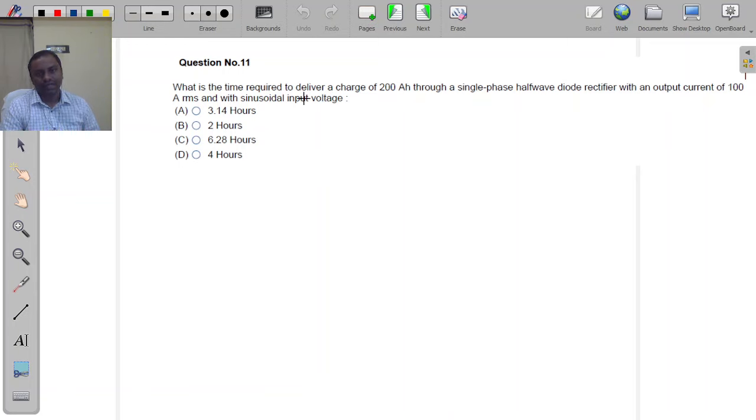What is the time required to deliver a charge of 200 ampere hour through a single phase half wave diode rectifier with an output current of 100 amps RMS and with a sinusoidal input voltage? So they are asking for the time required. Let's see the solution for this.